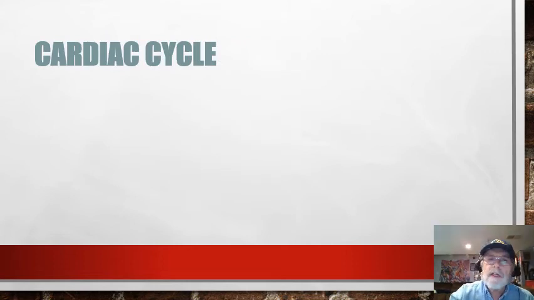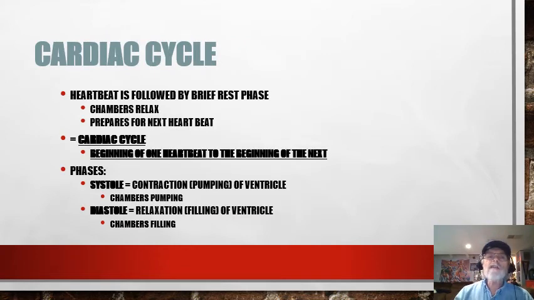Now let me just mention the cardiac cycle. If I look at the heartbeat, I have a heartbeat followed by a brief rest period, and the chambers relax. In other words, we have atria, ventricle, and they both relax a little bit. Atria, ventricle, little relax, again and again. That relaxation period allows for the next heartbeat to go, and it sort of gets things back to normal.